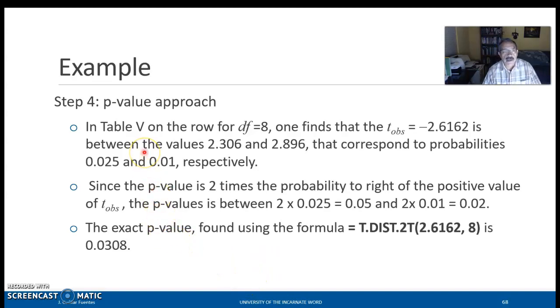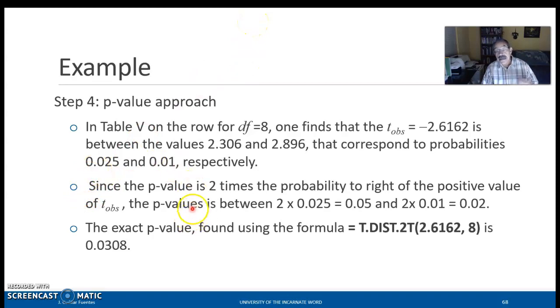If you are asked to follow the p-value approach, then you go to table 5, look at the row for 8 degrees of freedom, and find between which values the t-observed is. The t-observed in this case is minus 2.6162, and we're going to use the positive value because of symmetry. So you look at the row of 8 degrees of freedom, and you find that the positive t-observed value is between 2.306 and 2.896. And this corresponds to the probabilities of 0.025 and 0.01.